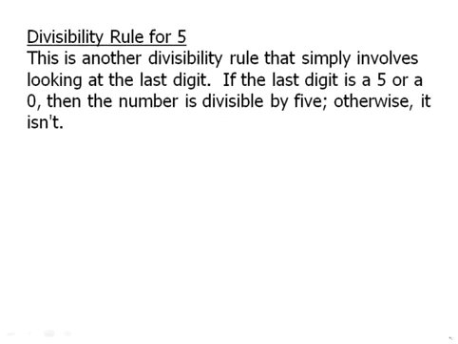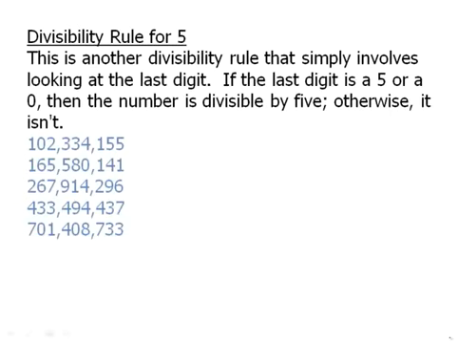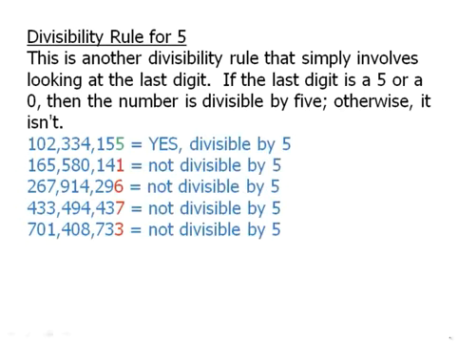Divisibility by 5. This is another divisibility rule that involves looking at the last digit. If the last digit is a 5 or a 0, then the number is divisible by 5, otherwise it isn't. So again, we have big numbers like this. We could ignore the rest of the number and just look at that last digit. Indeed, we have a last digit of 5, so that number is divisible by 5, but the others do not end in 5 or 0, so they are not divisible by 5. So both of those rules, divisibility by 5 and divisibility by 2, just involve looking at the ones place and nothing else.